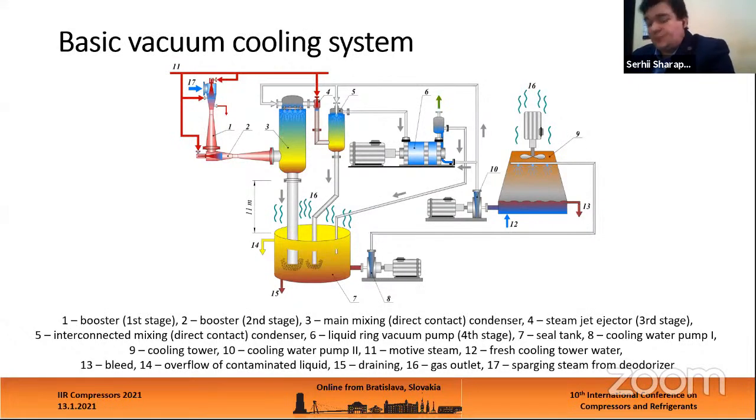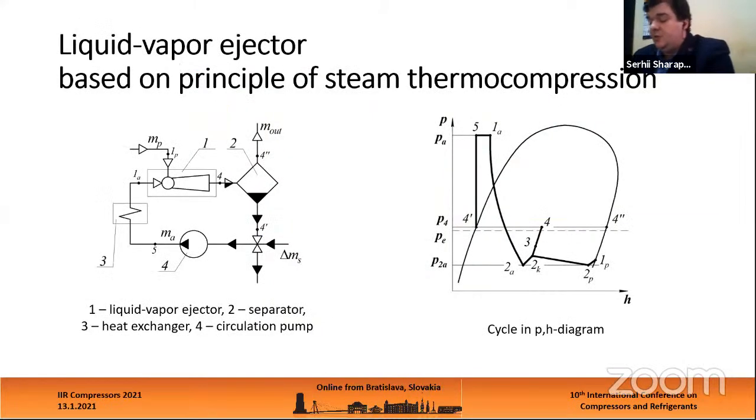The biggest disadvantage of this scheme is a low efficiency, at a level from 2 to 10%. So in this situation, the use of a liquid vapor ejector working on the principle of steam thermal compression becomes very relevant. On this slide, you can see the vacuum unit based on the liquid vapor ejectors.